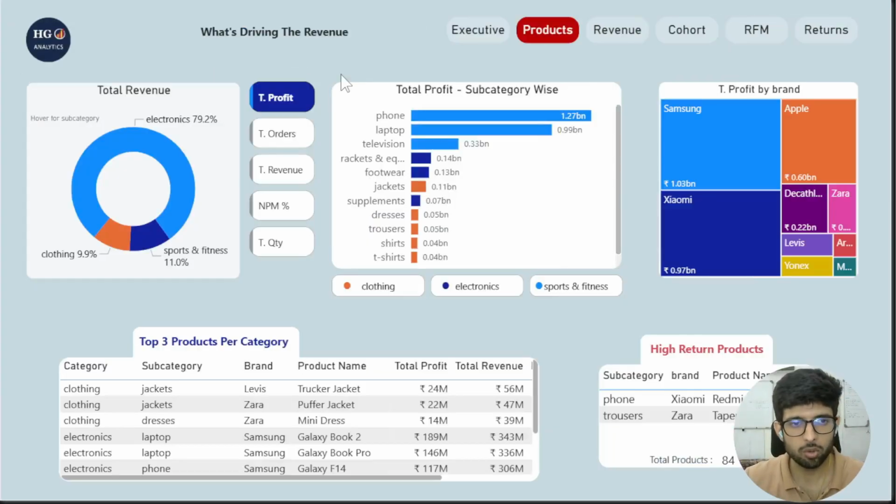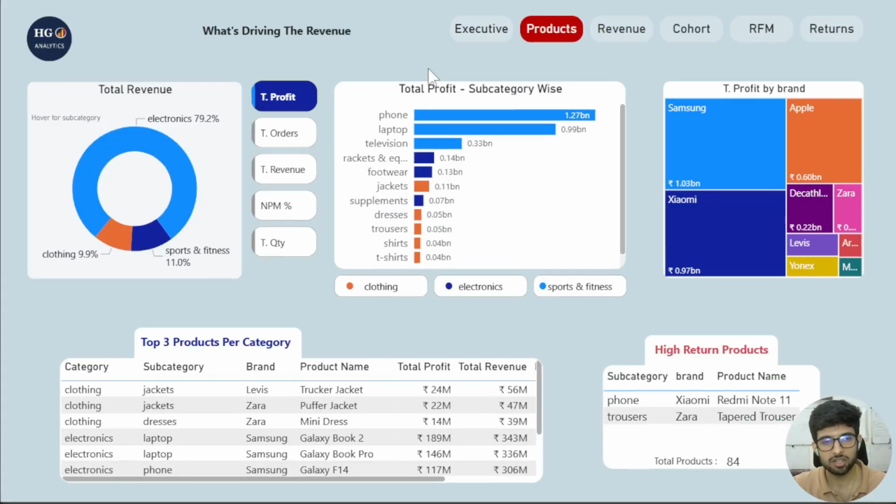Now let's talk about what's driving the revenue and what's quietly hurting it. So you can see electronics take 79% of the revenue, which is taking about 2.26 billion in profits, and Samsung brand alone has 1.03 billion of profit. So this is heavy concentration in two subcategories. That's a risk a business head needs to see.